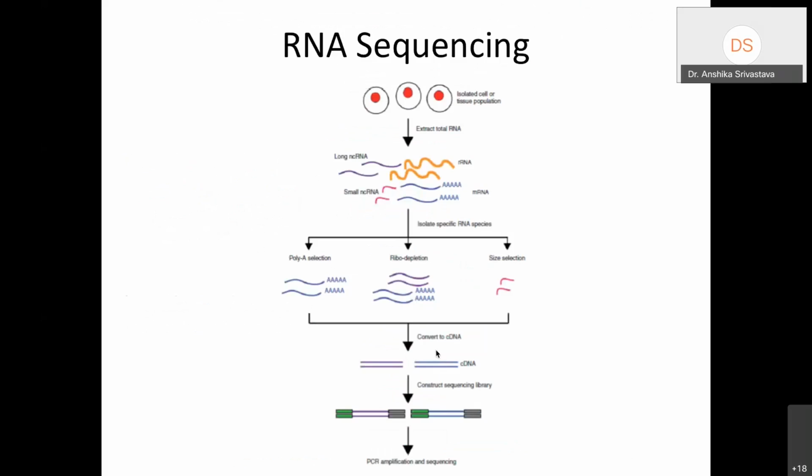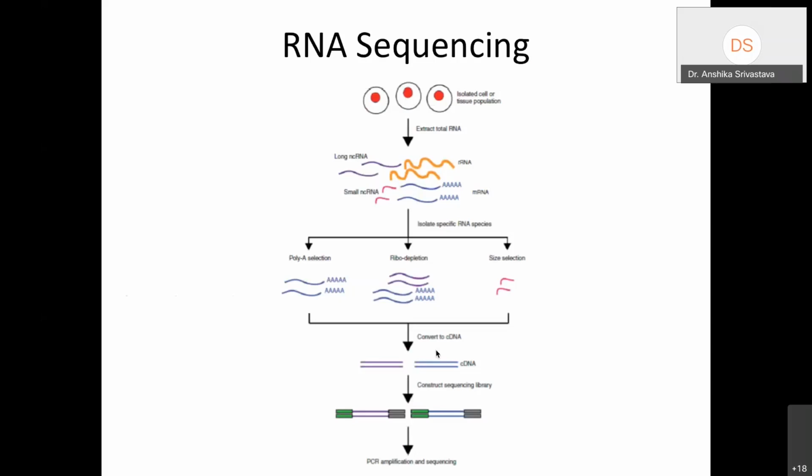So here you extract the RNA from the cell of interest or the tissue of interest, and once you have the RNA, in that RNA you have long non-coding RNA, small non-coding RNA, ribosomal RNA, poly-A RNA. Then, based on what type of RNA sequencing you want to perform, you define the kind of library preparation.